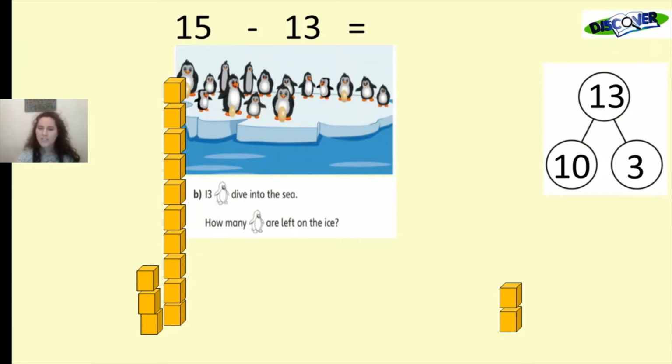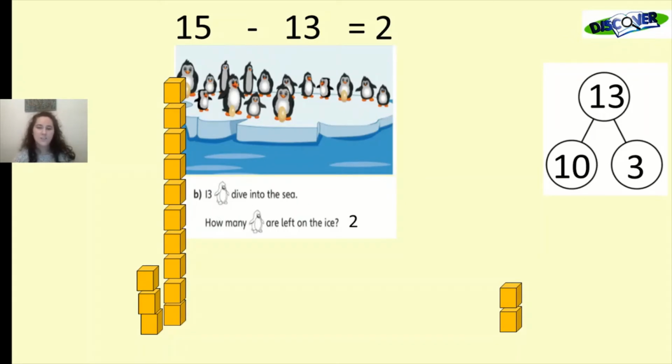Can you tell me what I need to do to find the answer? Amazing. I need to count what is left. Now remember, when we're counting what's left, we're not counting these ones over here because we took them away. They are no longer part of our group. We are counting what is remaining, which is here. Can you see how many is remaining? Amazing. We have got 1, 2 left. So the answer is 2.